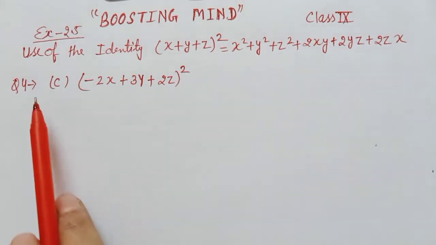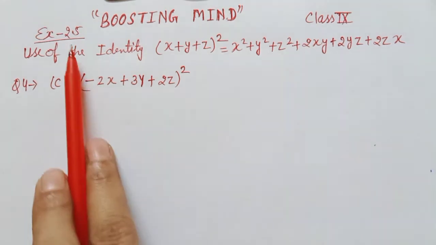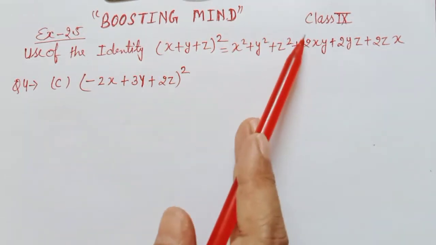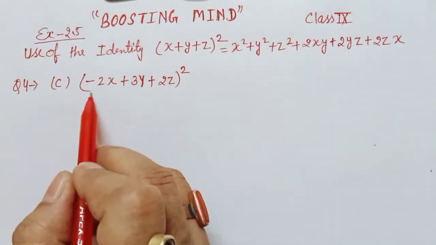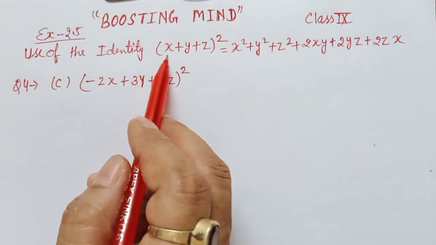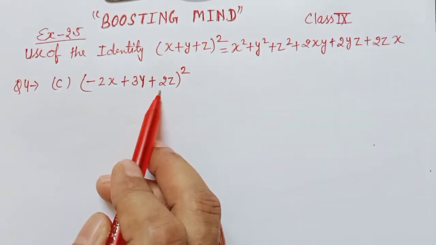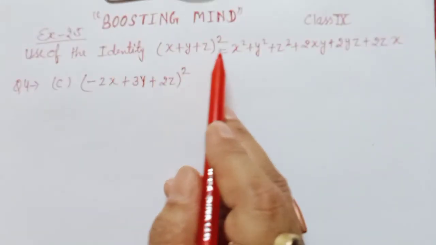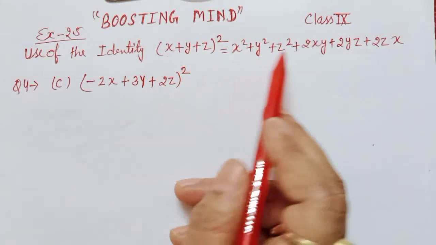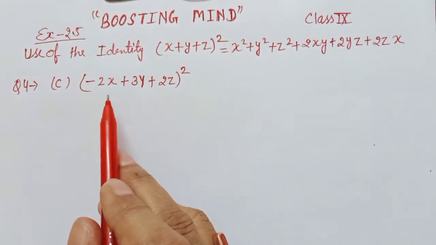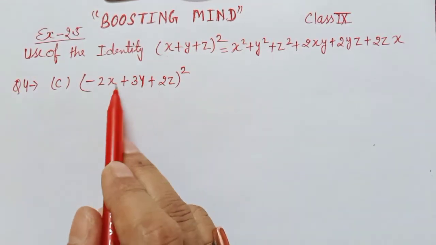I am taking question number 4 part C from your exercise 2.5 of class 9. Today I am going to explain how to use the identity (x + y + z) whole square in this question. I have explained in my previous session how you would learn this identity. Now I will explain how you will use this identity in the given question.